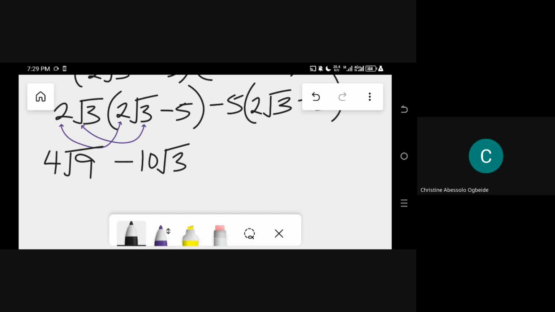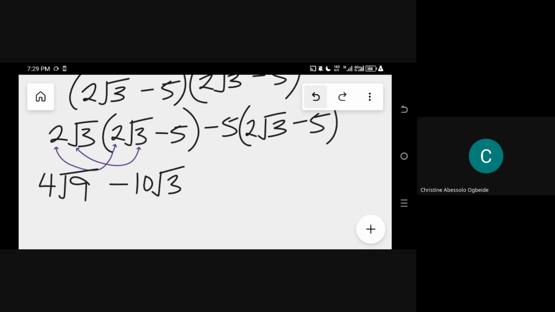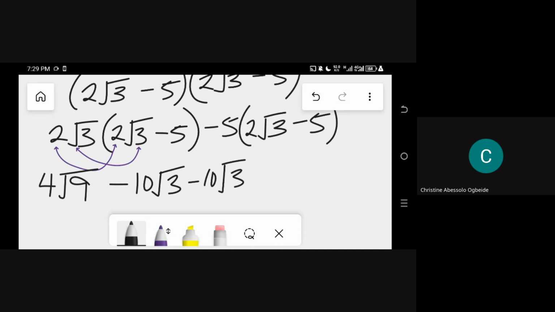So we are done multiplying the first bracket. We now move to the second bracket, at the other side. And we have minus 5 times 2 root 3, that is minus 10 root 3. Then this minus 5 also has to multiply the last number there, which is minus 5 as well.